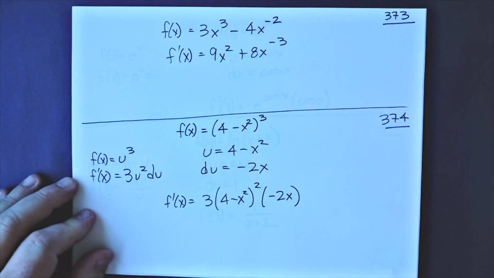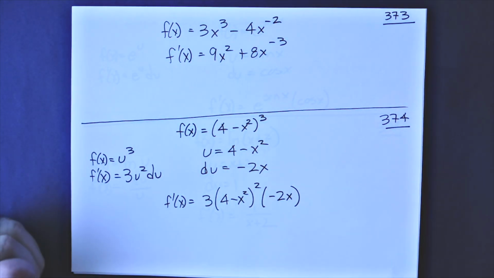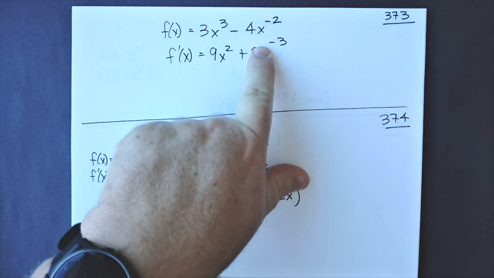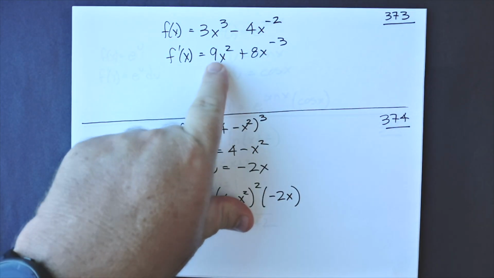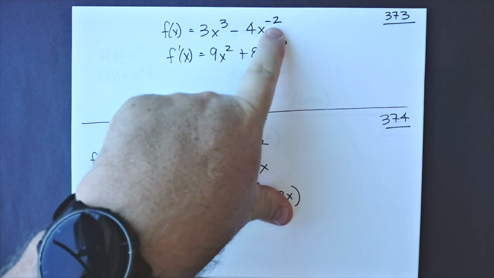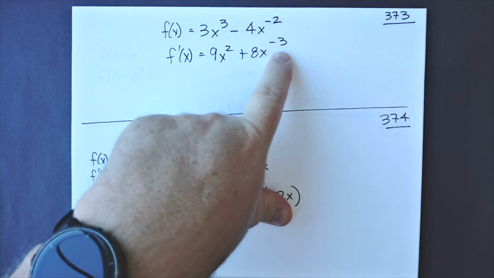Number 373, these are just straightforward, take the derivative. So I have 3x cubed minus 4x to the negative 2, 9x squared plus, because negative times negative is positive, right? 8x to the negative 3.